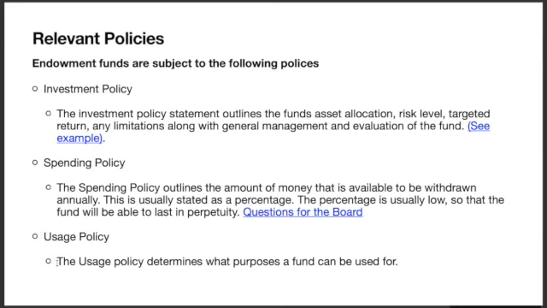And then the usage policy determines what the purpose of the income is, what it can be used for. So if it is restricted, this is where any restrictions will be outlined. In the past, these policy documents have been spread out into three. Now the investment policy statement is a cumulative document where all of this is outlined.